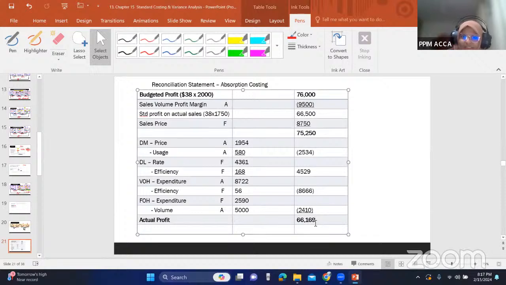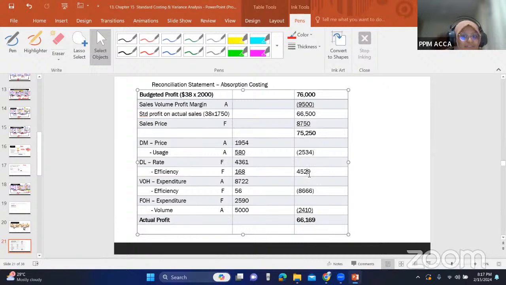So I have given you the reason why the budgeted and the actual is not the same, and I have actually given you all the breakdown as well. So now if a manager comes and sees this, he will see, okay, direct material was adverse. So he will try to call the person in charge of materials and see why that was adverse.